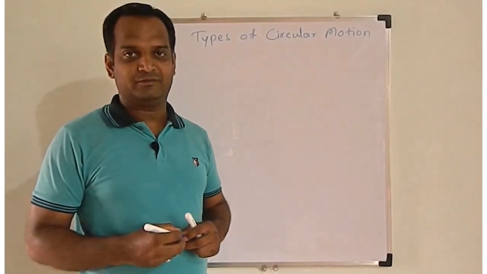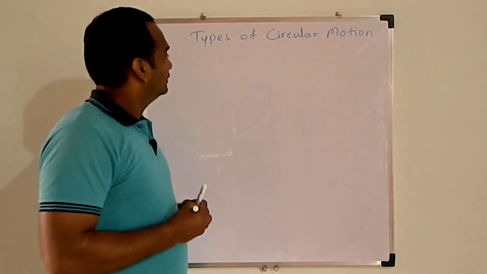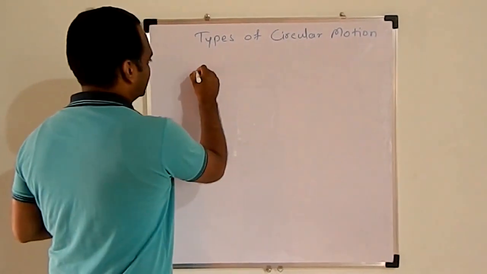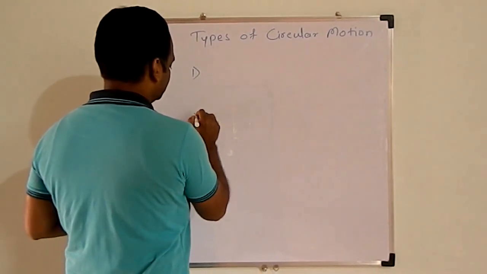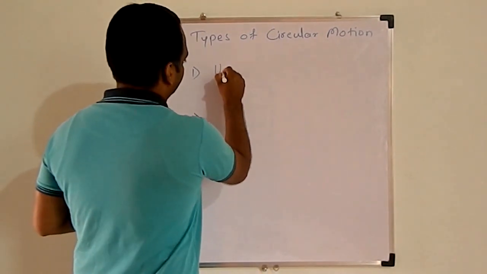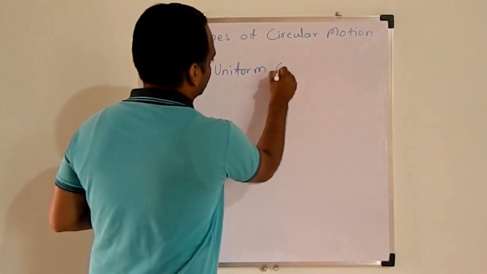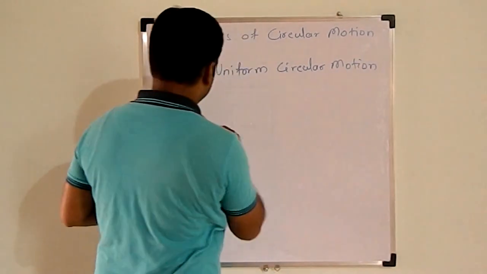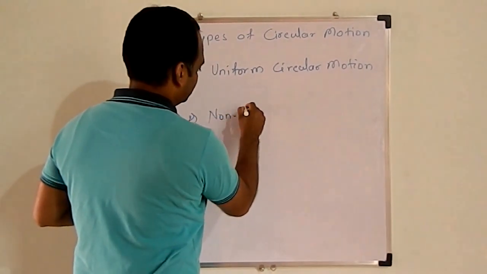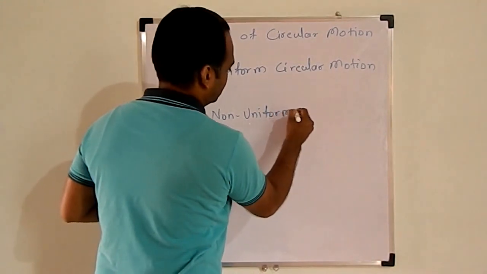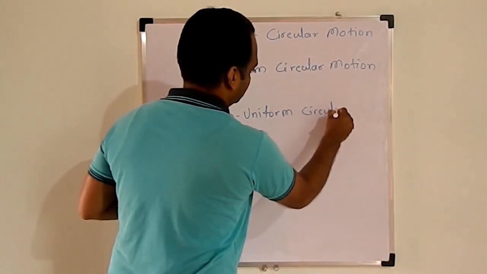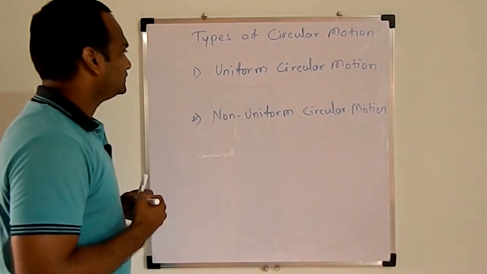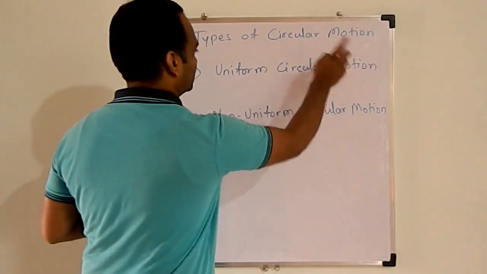Hello friends, welcome to my channel The Info World. In this video, I am going to explain the types of circular motion. There are two types of circular motion. The first one is uniform circular motion, and the second one is non-uniform circular motion. Let us see one by one. First we will see uniform circular motion.